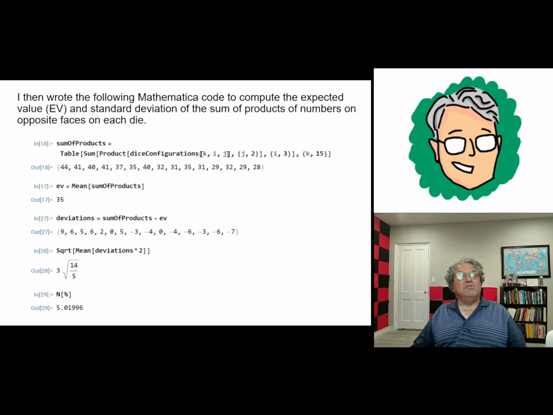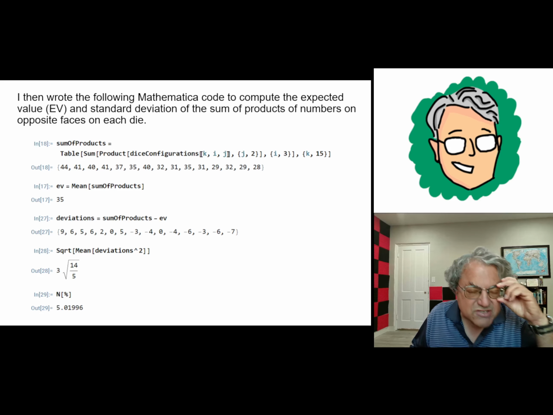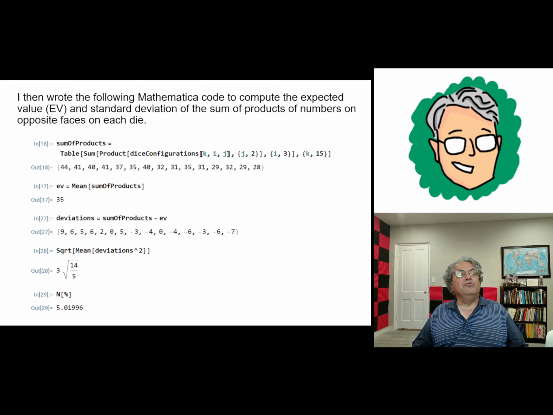But we don't really care about an algebraic representation. We just want to get that approximately. And if you calculate approximately, you get approximately 5.1996 or about 5.2. So that's the answer. The mean is 35 and the standard deviation is approximately 5.2. So that's how you solve this problem. Pretty straightforward problem if you know what's going on.